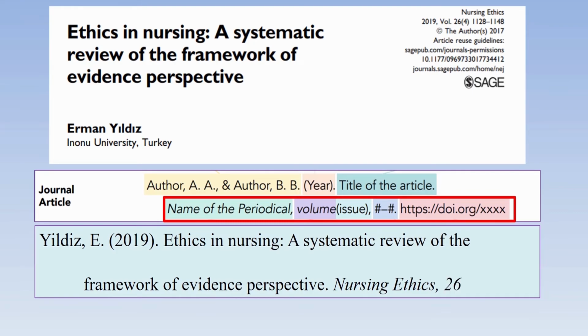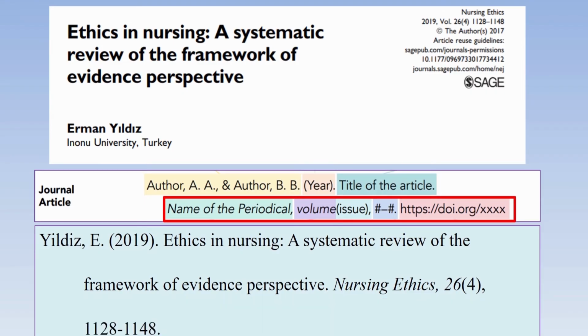Then the volume number 26, which is also in italics, followed directly by the issue number 4, which is in parentheses and is not in italics. And note that there is no space between the volume number and the parentheses for the issue number. Then comma, and then the page number or page range, here 1128 through 1148, period.